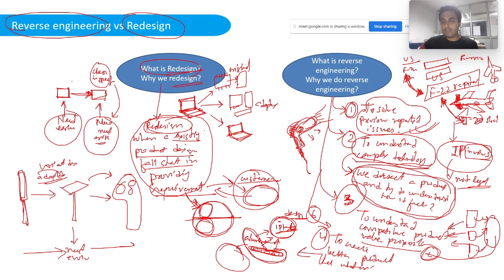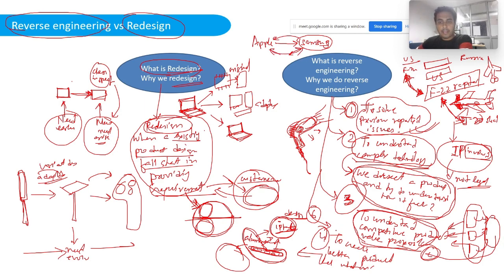The third is to understand the competitive products' value propositions. Whenever you are new in the market or you want to bring a new product to the market, you look at other products' features. And Apple and Samsung do this actually. Whenever Apple wants to make a new phone, they look at previous Samsung phones and make their phone better than the Samsung phone. Samsung does the same with Apple phones.